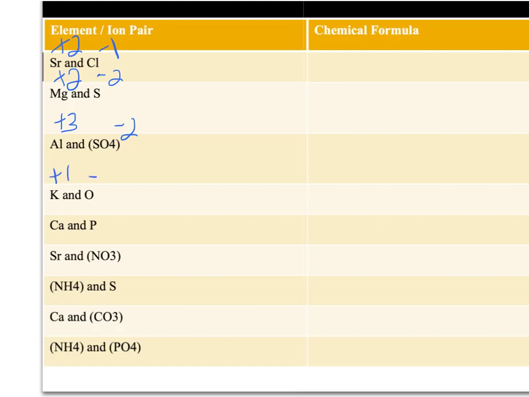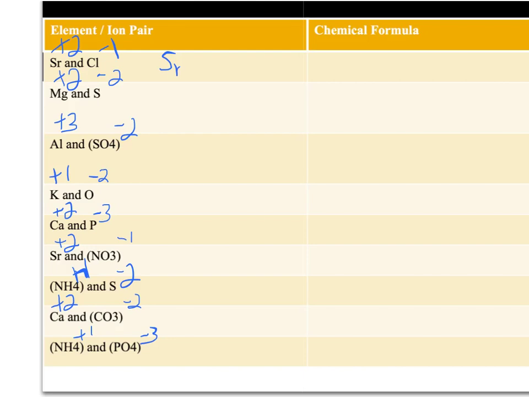Oxygen is in group 16. It might have multiple charges, but again, you're looking for the -1. Calcium is in group 2. Phosphorus is in group 15, and again has multiple charges, but you're looking for the -1. Strontium is +2 because it's in group 2. Nitrate is -1. Ammonium is +1. Sulfur is -2. Calcium is in group 2, so it's +2. Carbonate is -2. Ammonium is +1. Phosphate is -3.